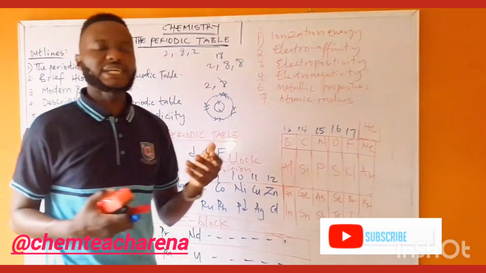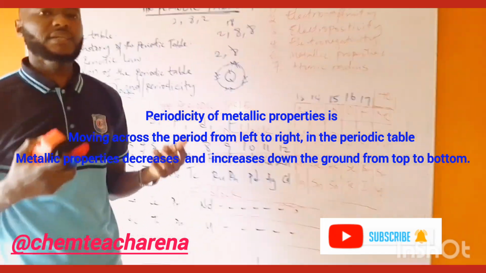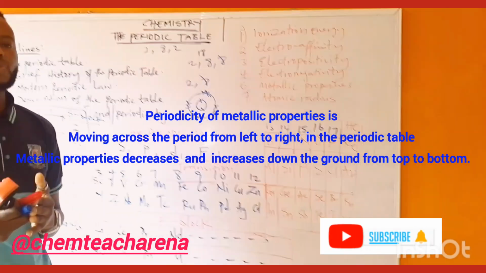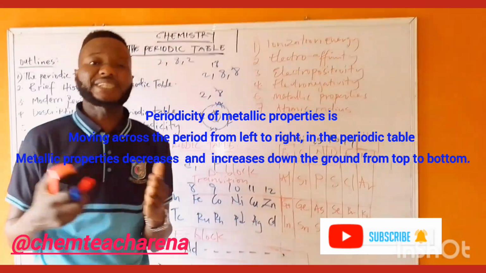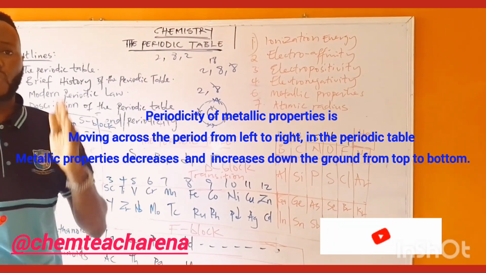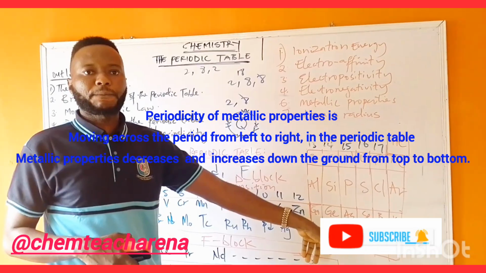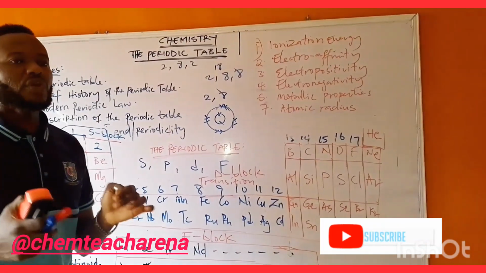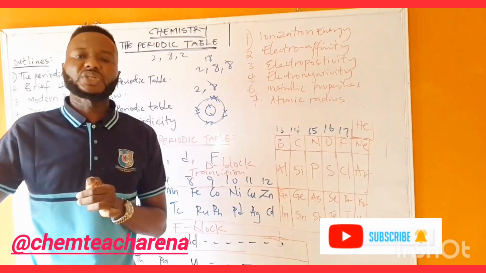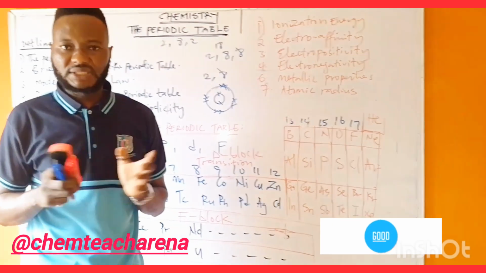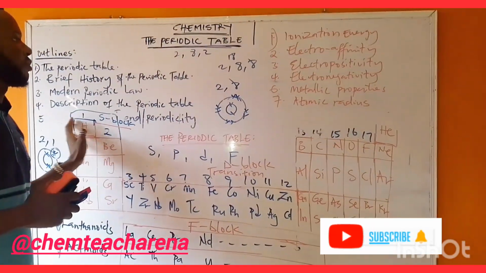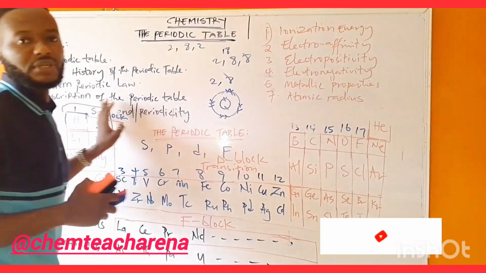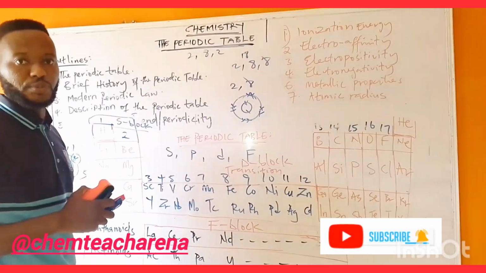Then number 6 is the metallic properties. We have said that metals are substances that conduct heat and electricity. We also said that metals are substances or elements that ionize with electron loss. That is metal. Now what is the last one, which is the atomic radius? Atomic radius actually talks about the distance between the valence electron and the nucleus of the atom. So moving from left to right, atomic radius decreases, and atomic radius increases down the group.